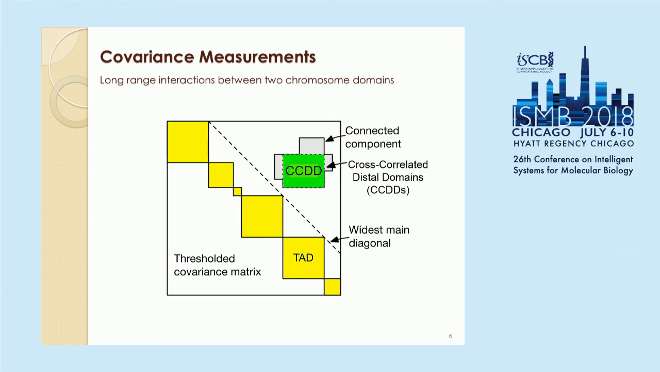And in our paper, we showed that the gene pairs that are located in the CCDDs actually have higher co-expression values than the gene pairs located outside of the region.